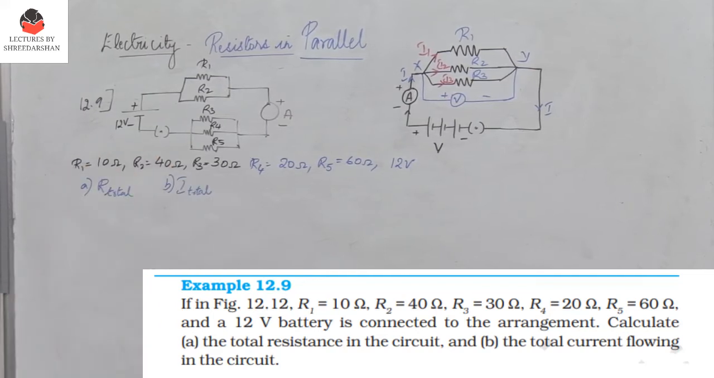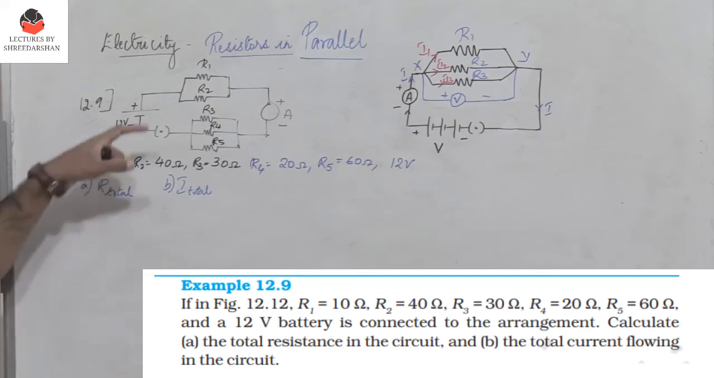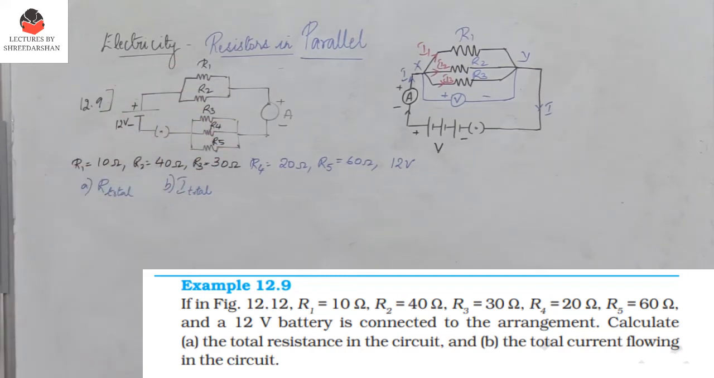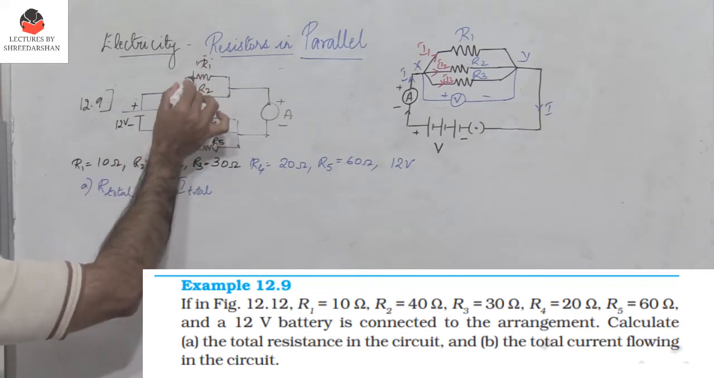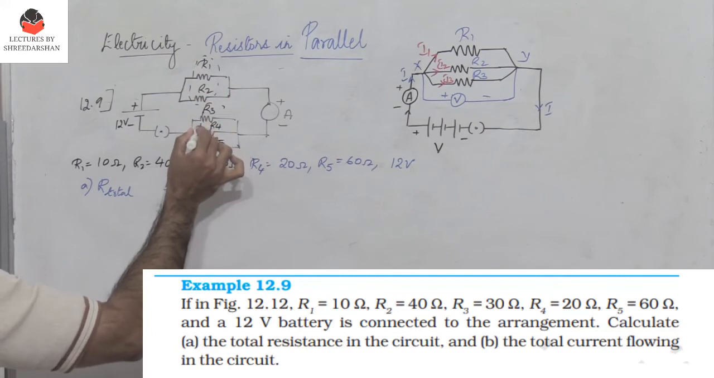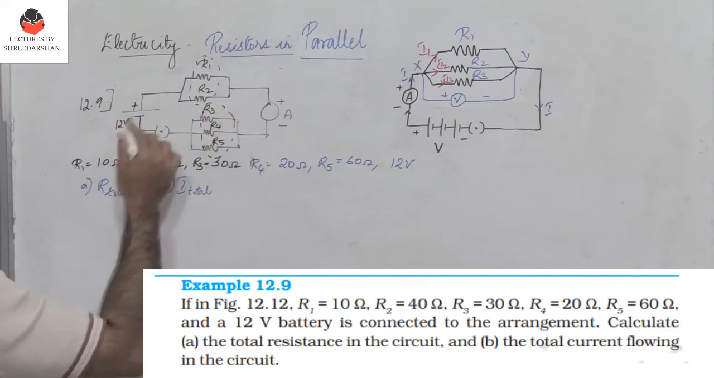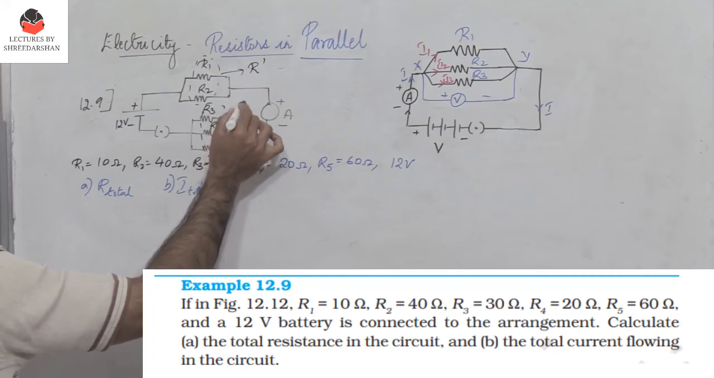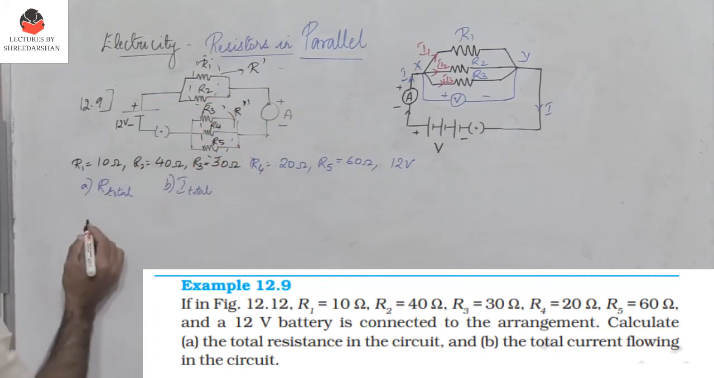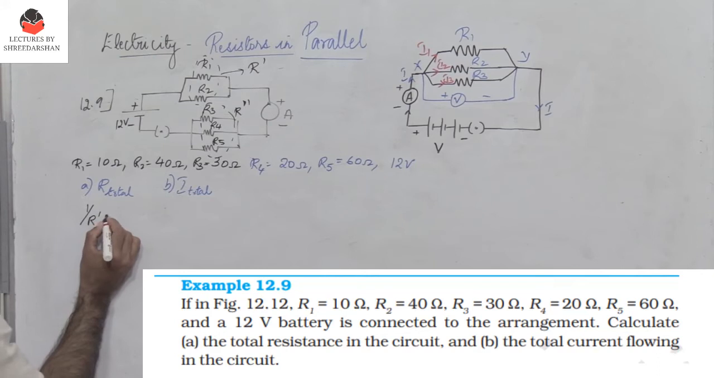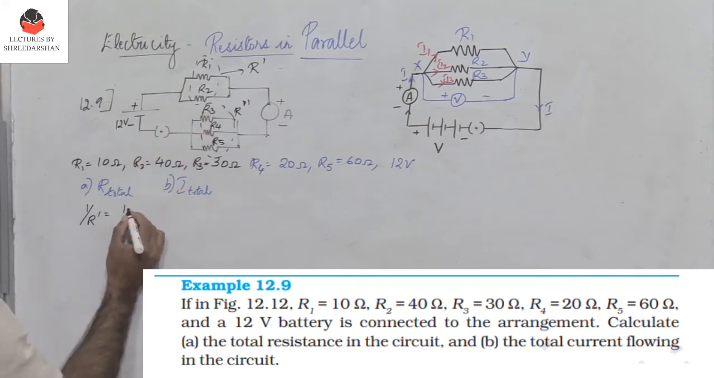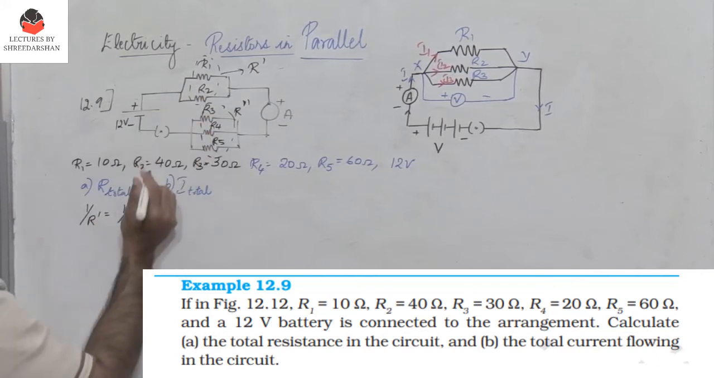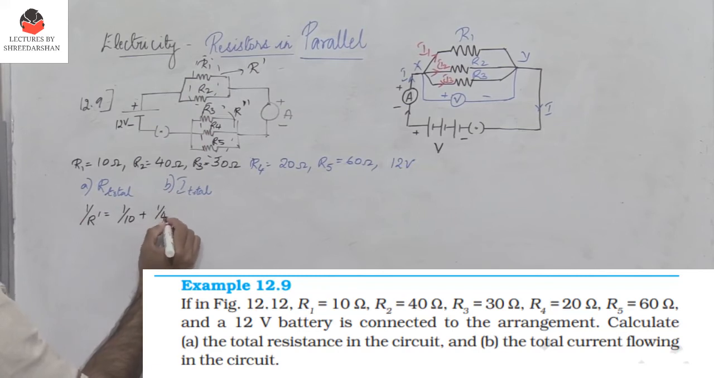So how do I find the total resistance? Of course, first I need to find the equivalent resistance. So we observe that here these two resistors are connected in parallel and these three are connected in parallel. So let me call this as R dash and let me call this as R double dash. So we know that 1 by R dash is 1 by R1 which is 1 by 10 plus 1 by R2 which is 1 by 40.